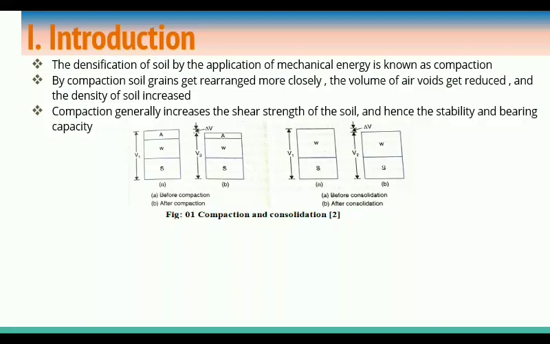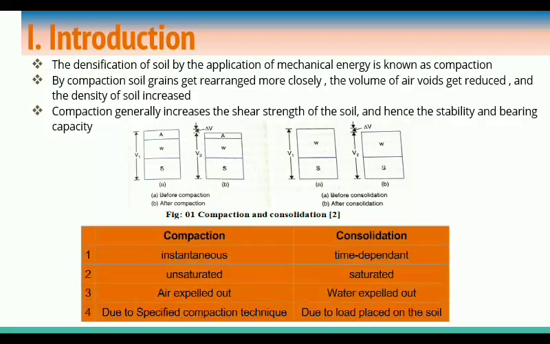Or we can say that consolidation is the gradual process of reduction of volume under sustained static loading caused by the weight of buildings and other structures. Whereas compaction is the rapid process of reduction of volume by means such as rolling, tamping and vibration. Compaction is also an artificial process. So these are the differences between compaction and consolidation I have shown.